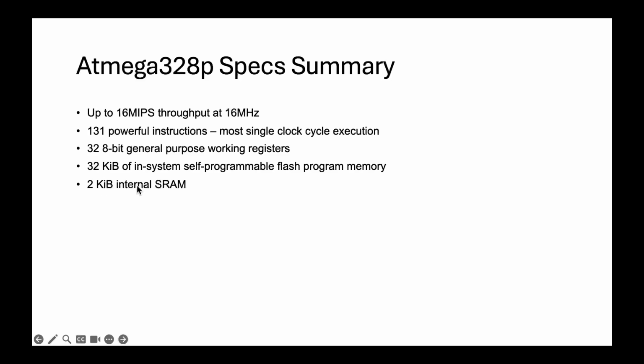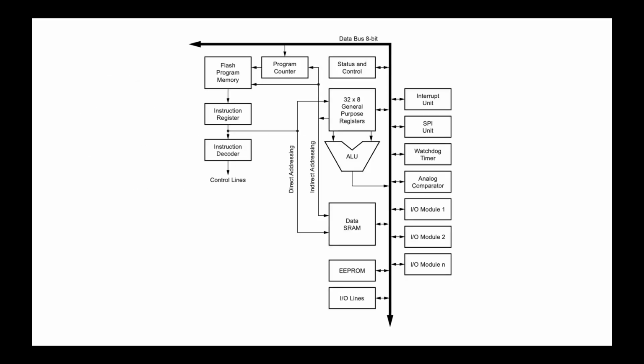And we have 2 kilobytes of internal SRAM, which is used for dynamic data and the stack. It is byte addressable, so you could use it very similarly to the general purpose working registers. The only thing is that you cannot directly address them for an add operation, but you can store and load data from them. So this is the block diagram of the chip.